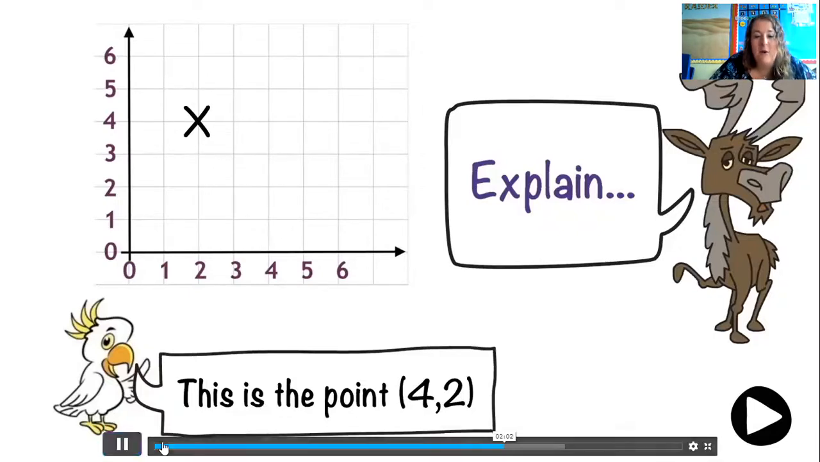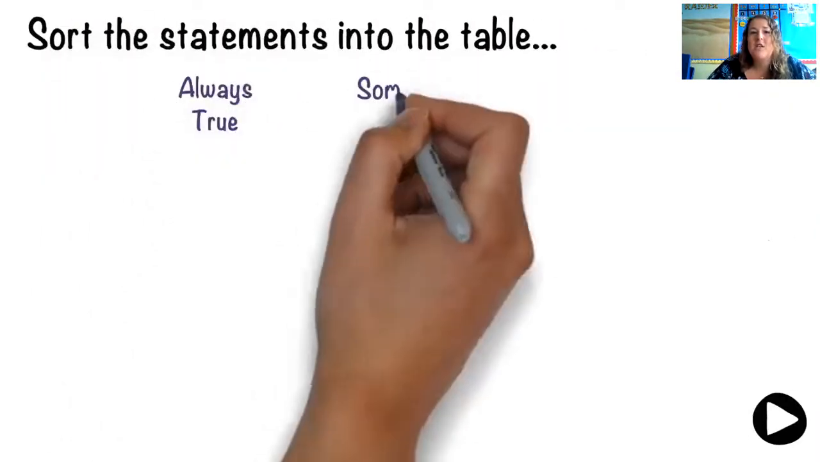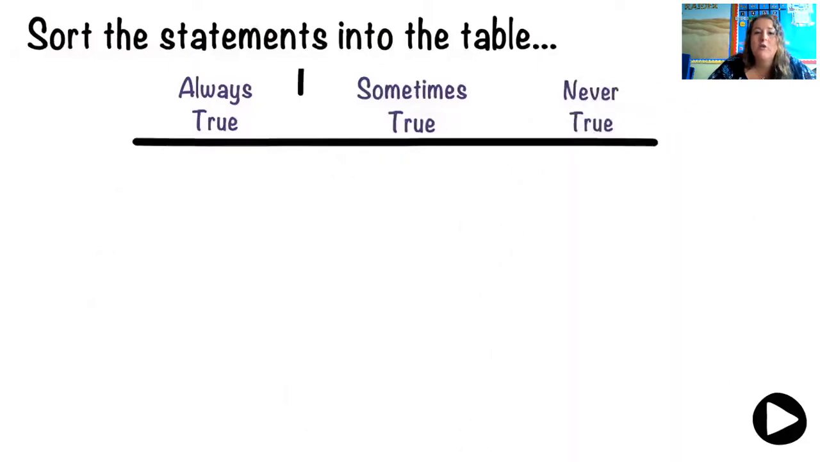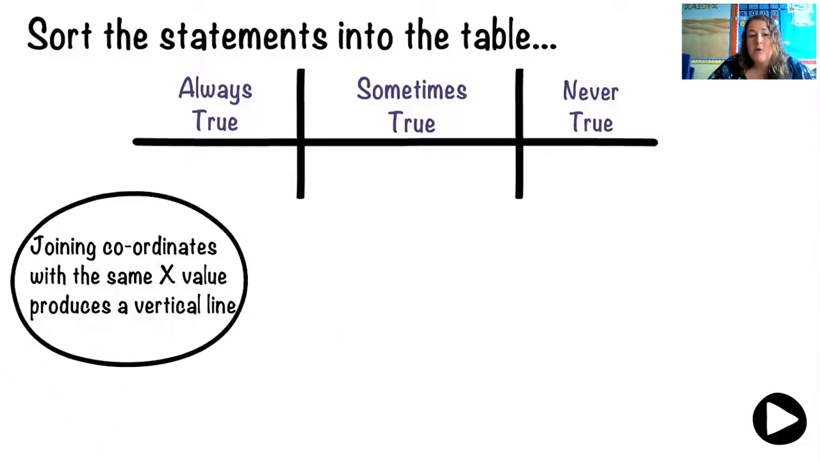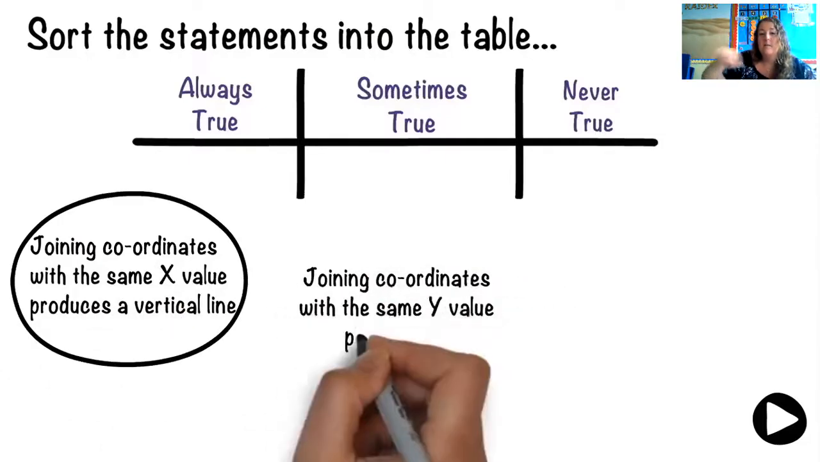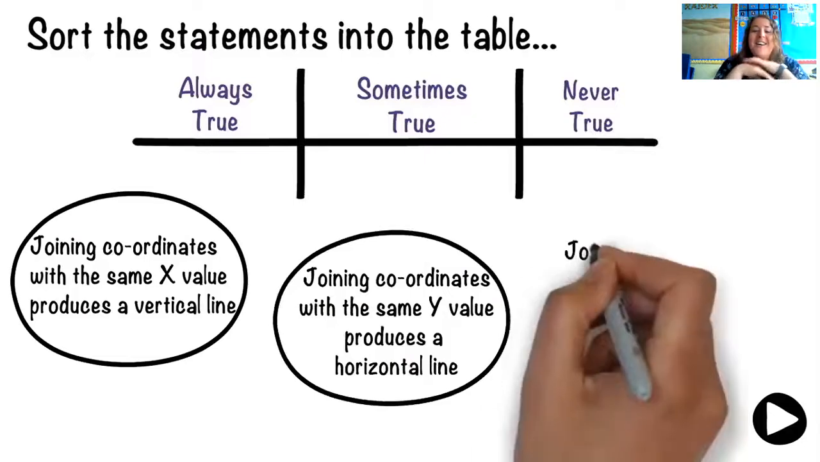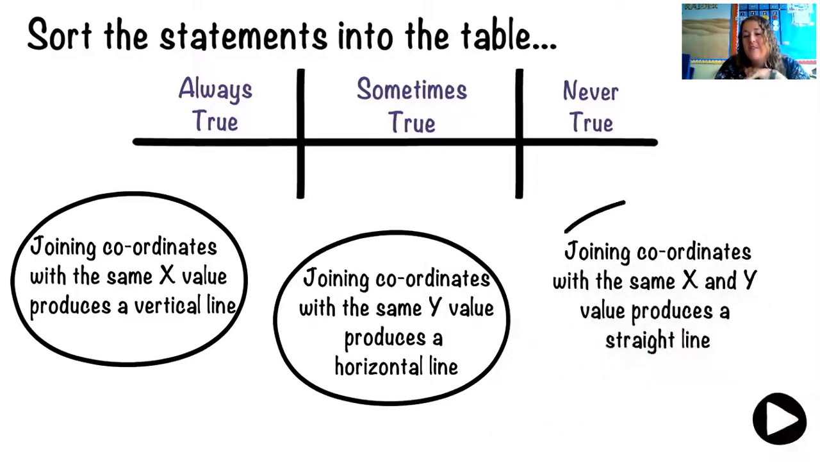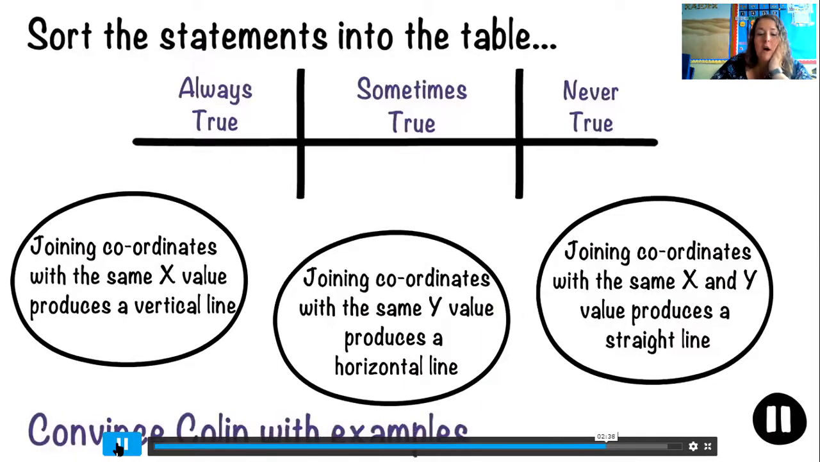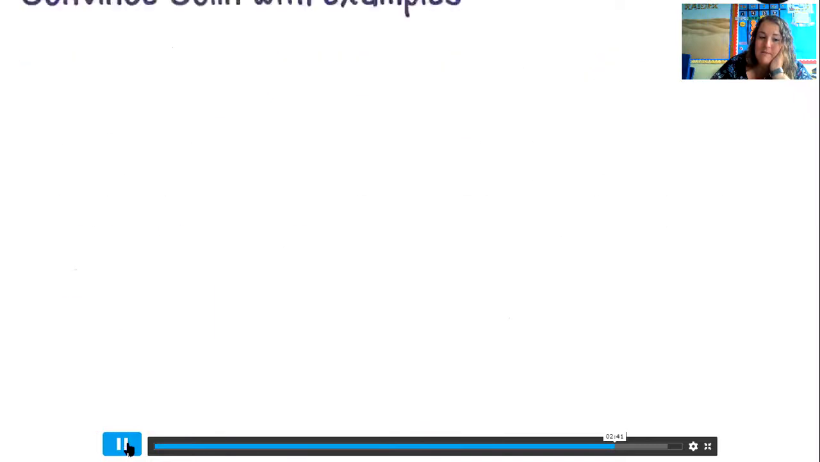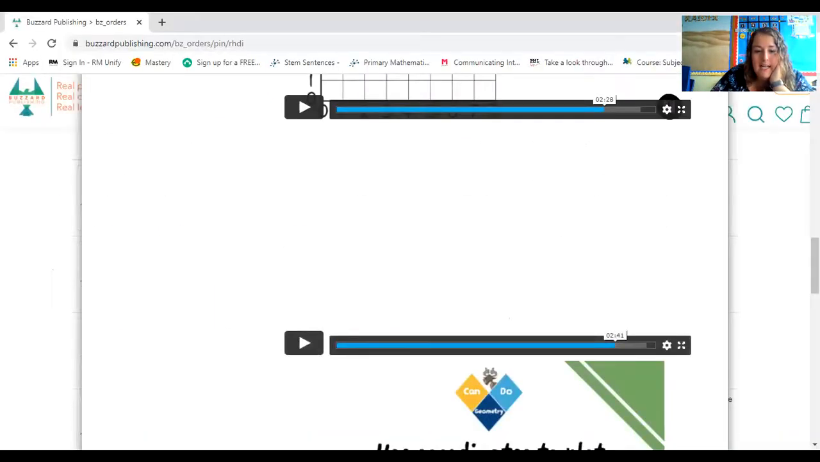Okay, last but not least, if you have got this far onto the extra challenge for your Go Deeper to plot them, it says to sort the statements into the table. So is it always true, sometimes true, or never true? Joining coordinates with the same x value produces a vertical line. So if you had 2 on the x, would it be vertical? I shouldn't be showing you where I'm drawing. Joining coordinates with the same y value is a horizontal line, and joining coordinates with the same x and y. Convince Colin with examples.